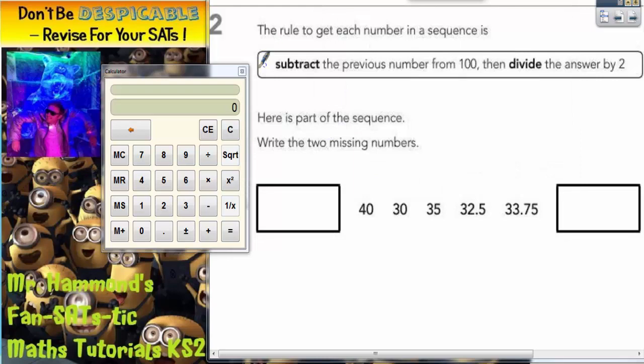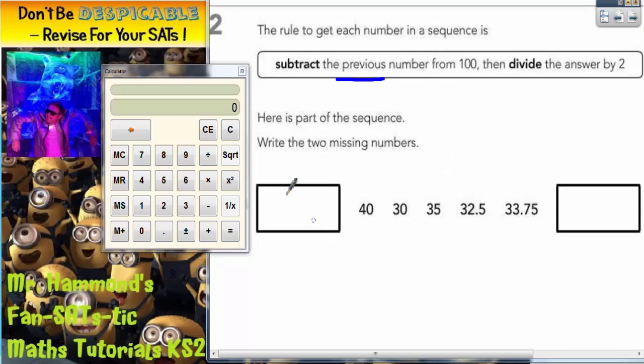Question number 2. The rule to get each number in a sequence is: subtract the previous number from 100, then divide the answer by 2. Here is part of the sequence. Write the two missing numbers.